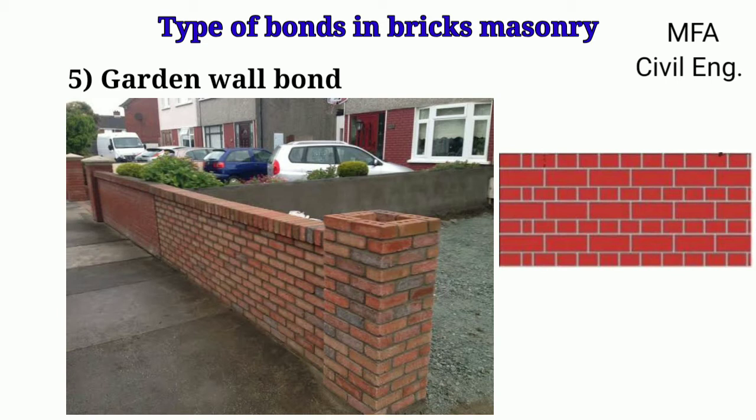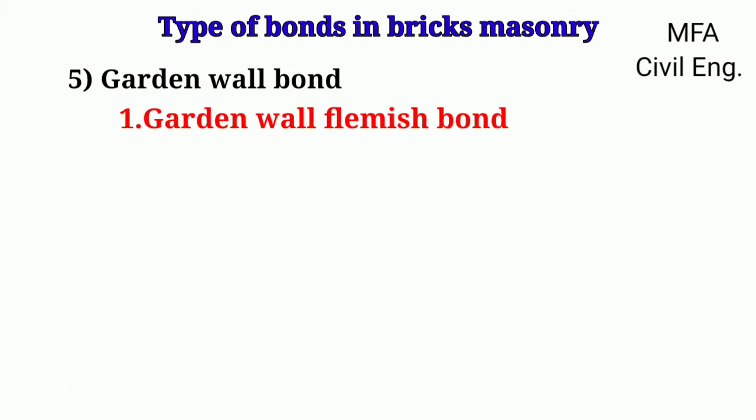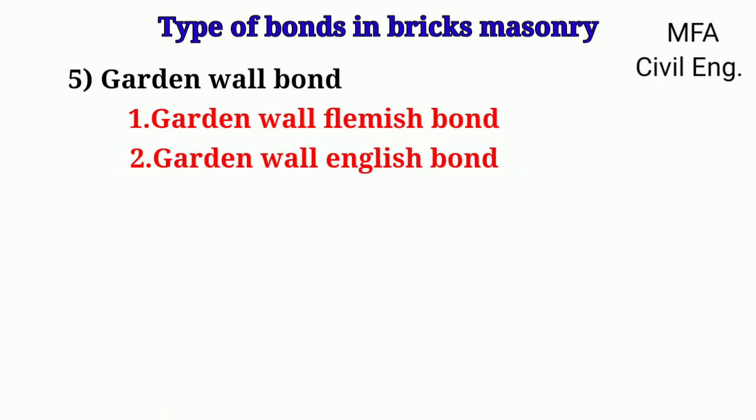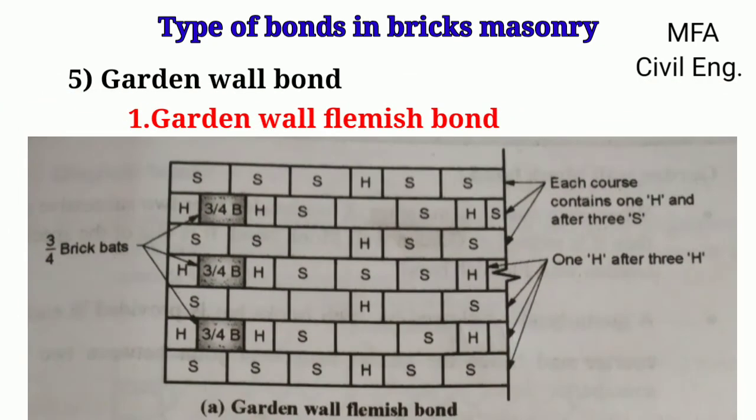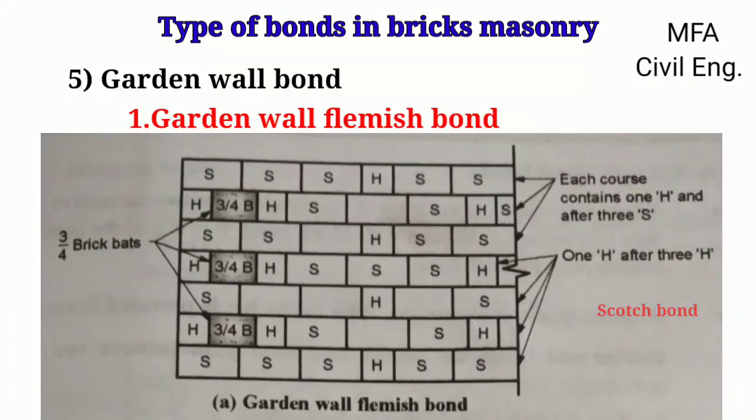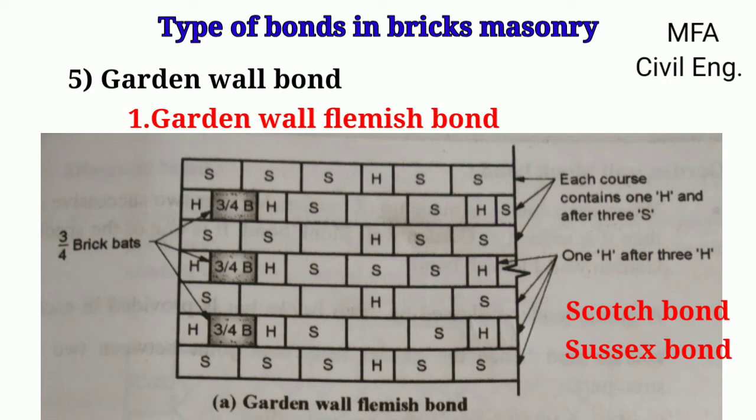There are three types of garden wall bond, namely garden wall Flemish bond, garden wall English bond and garden wall monk bond. When each course is made up of a header after 3 or 5 stretchers placed continuously throughout the length of the course, it is termed the garden wall Flemish bond. A 3/4 brick bat is placed next to the queen header in each alternate course so as to produce the necessary lap, and a header is laid over the middle of each central stretcher. This type of bond is also called the Scott bond or Sussex bond.